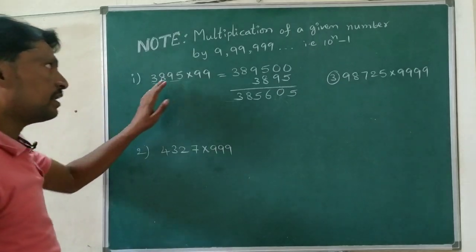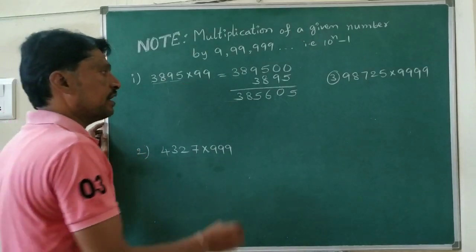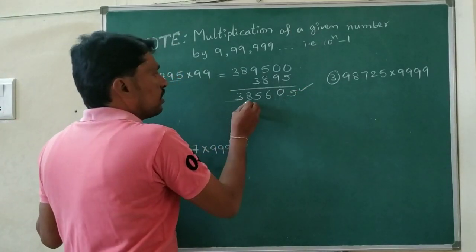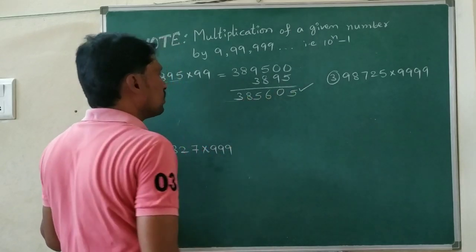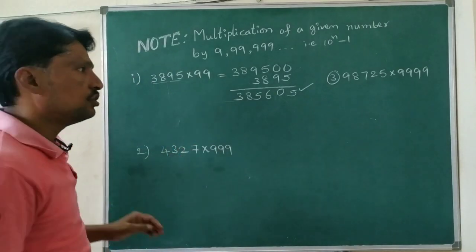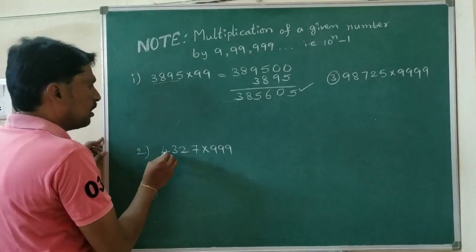So 3895 into 99, we are getting 385605. That is 385605.